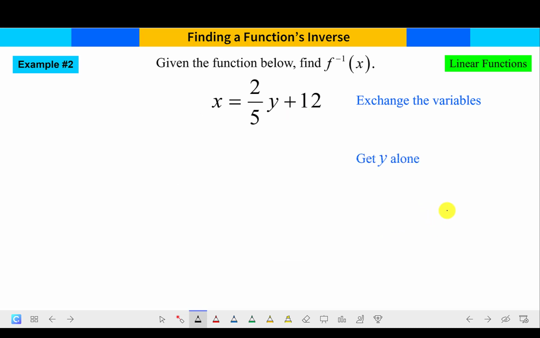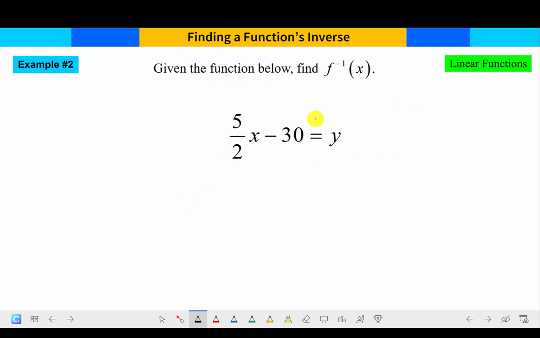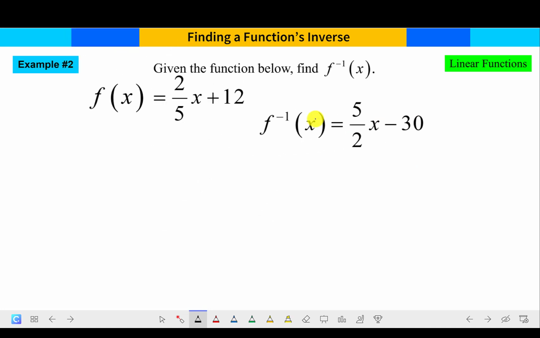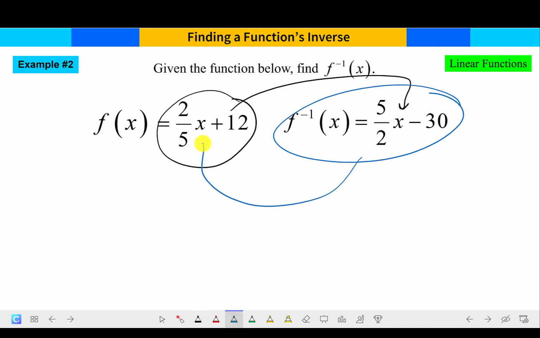So again, exactly like we did before, our whole objective once we exchange variables is just to get y alone, which will just take a little bit of algebra. So that is our inverse function. And again, these are inverses of each other. So if I plug this into here, I'm going to get out x. If I plug this into here, I'm going to get out x.